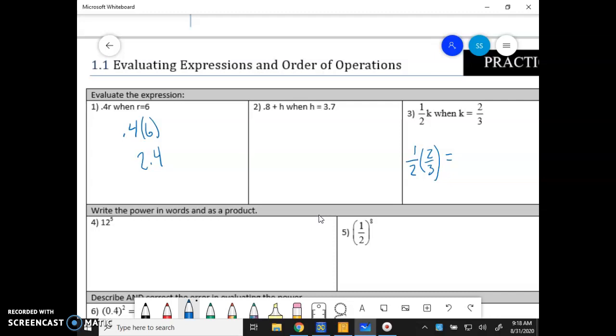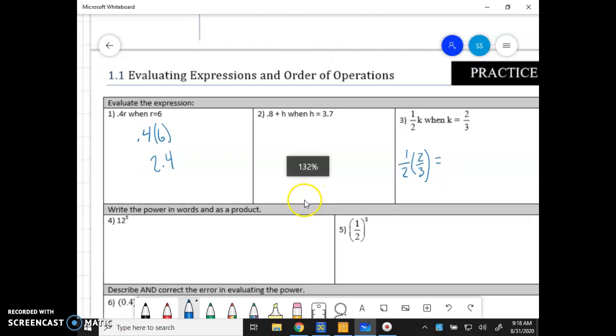Just remember, it's useful when you substitute to put those in parentheses. Because once you have the parentheses there, now you know that you have to multiply, in case once you write it out, you kind of forgot. All right, moving on.